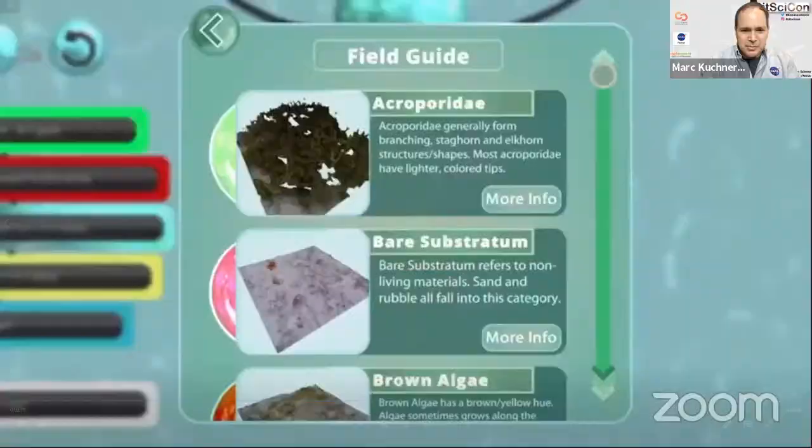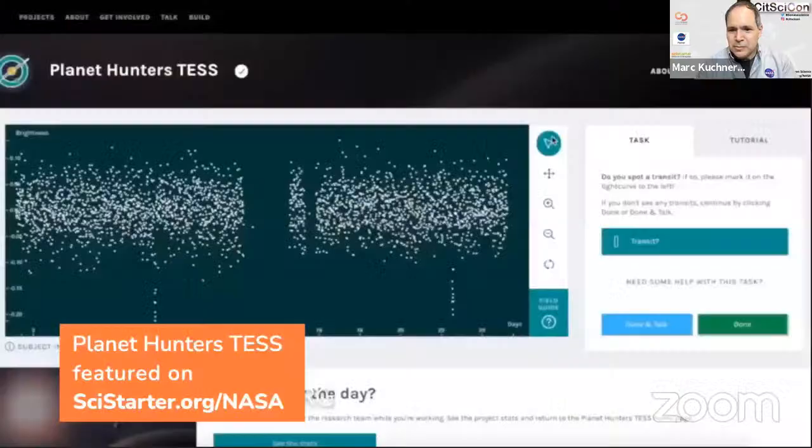On Planet Hunters TESS, we use data obtained by NASA's Transiting Exoplanet Survey Satellite, or TESS. So TESS is a space-based satellite that monitors the brightness of thousands of stars, and we need your help to find the planets within these data. In particular, we want to find the planets that the machine and computer algorithms tend to miss.